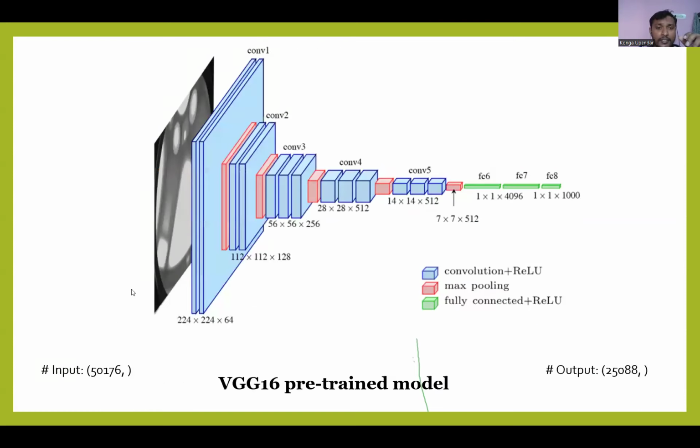So what is the number of layers? This is the one I'm talking about. This is convolution layer one, convolution layer two, three, four, and five. So these are the number of convolution layers. These are the number of filters. And within each convolution layer, how many filters you want to take.